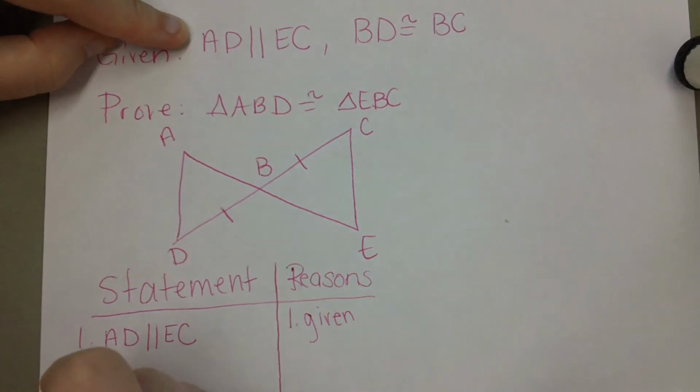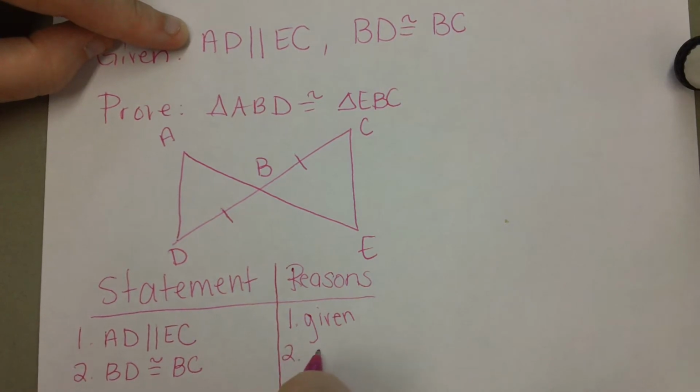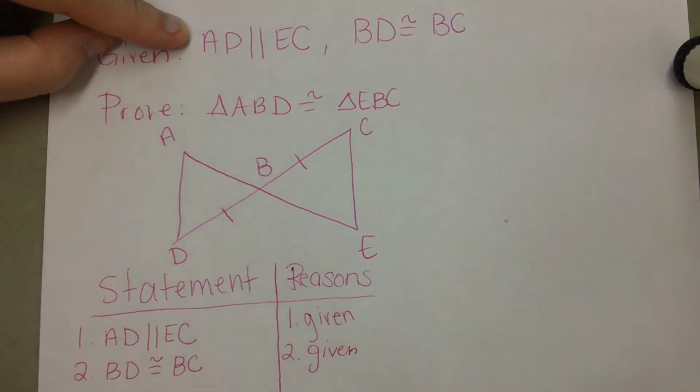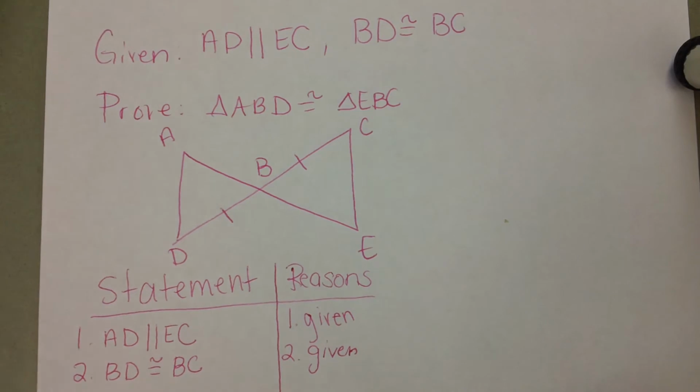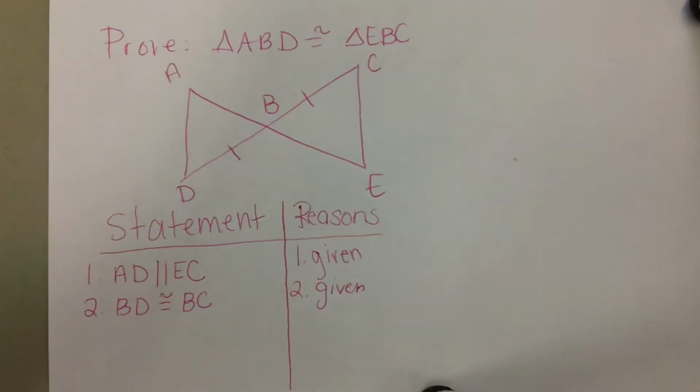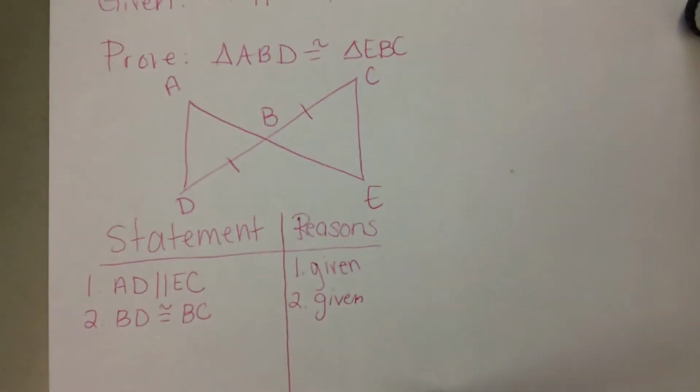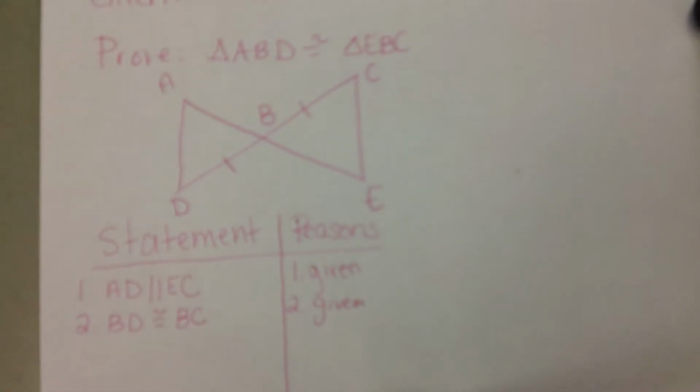And then we're also given that BD is congruent to BC. So that's also given. You should be able to do that any step, and if that's the only step that you can do, that's fine. We're going to practice on it a little bit more in class. But now that's all we're given, so we're ready to go to what we're trying to prove. So here's our proof, and that's going to be our very last step.